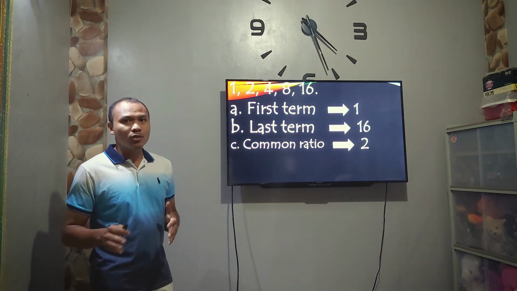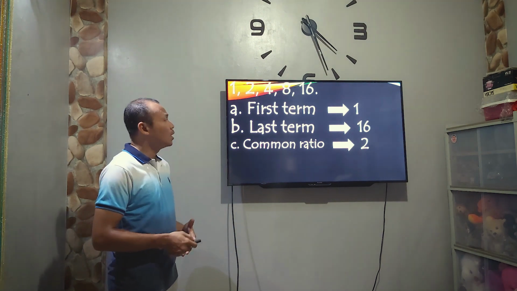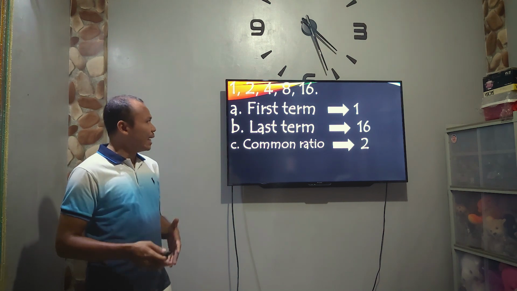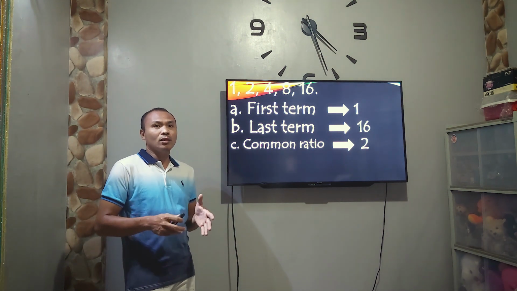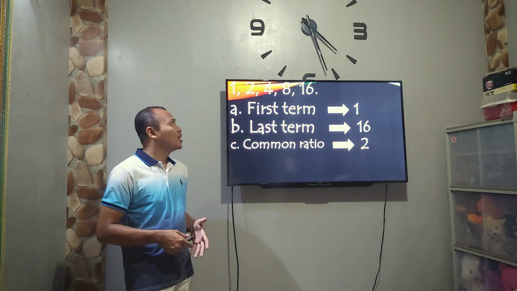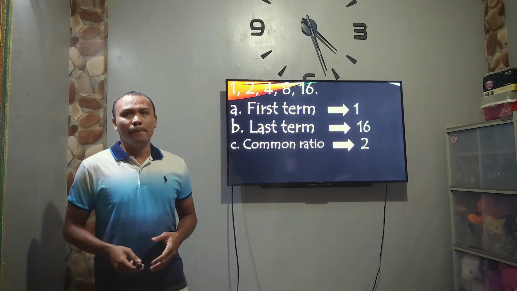Or it can be either this way. 1 times 2 is 2. 2 times 2, 4. 4 times 2 is 8. And 8 times 2 is 16. So that is what we call the common ratio. How do we derive with 2? Just simply divide or multiply.